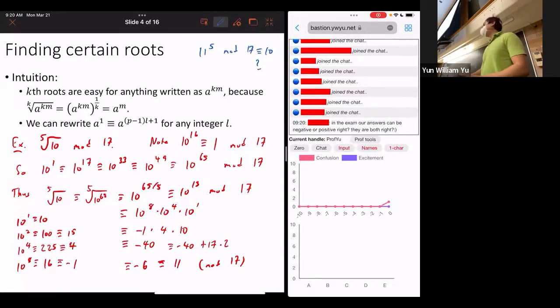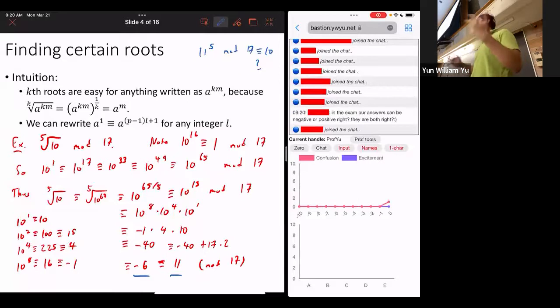In the exam, your answers can be both positive or negative. Yes. So I will allow you to put the smallest positive or the smallest negative number, whichever is more convenient. So like if the answer was -1, you could just put -1 instead of putting 16. Having said that, it has to be the smallest one. So if you put -18, I would consider that wrong. I mean, it's not strictly wrong, but it's not the simplest possible form.